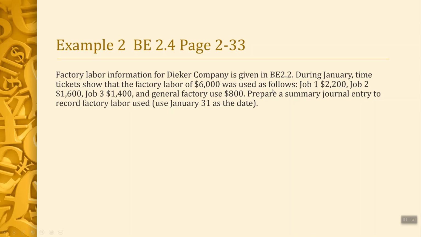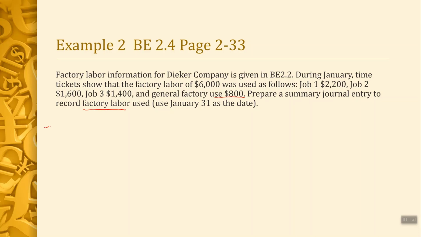All right, so this is labor. For the first job, we have 2,200. For job 2, we have 1,600. For job 3, we have 1,400. And general factory use of 800. Now, they're telling us to prepare a summary journal entry to record the factory labor use. Again, we're looking at factory labor use, not the manufacturing overhead for now.